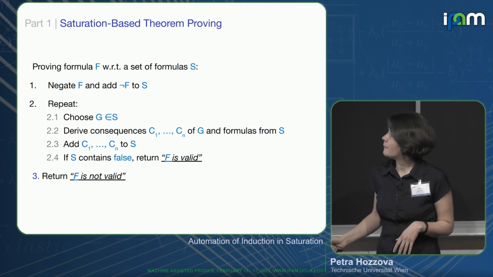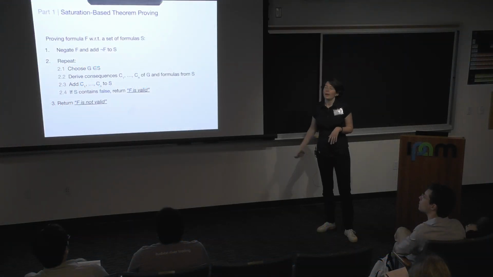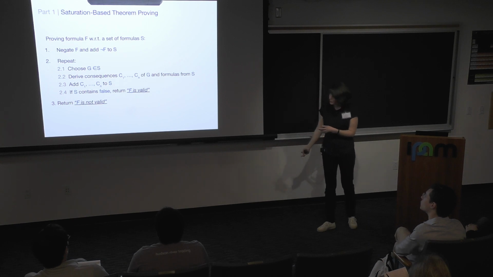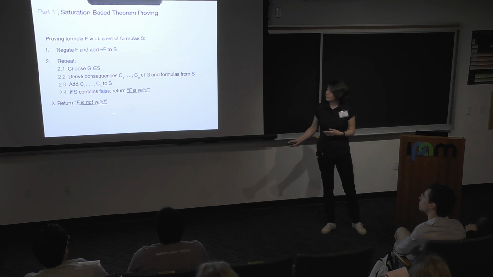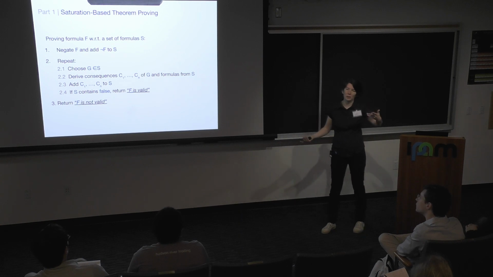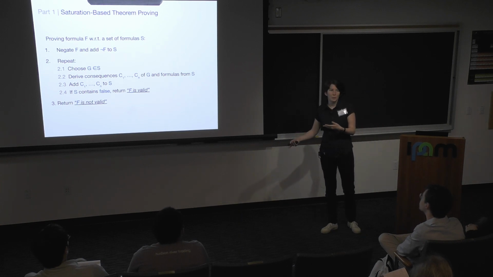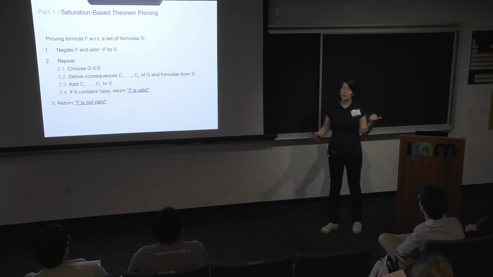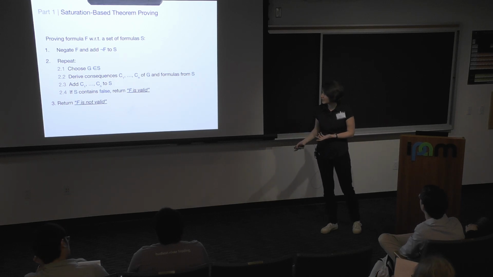On the other hand, if this loop terminates without deriving a contradiction, then, if the calculus is complete, we know that the original formula is not valid, because otherwise we would be able to derive a contradiction. Now, in practice, this happens rarely for two reasons. One of them is that we might use an incomplete calculus, so we sometimes sacrifice completeness in favor of being able to prove more stuff in practice. And the second reason is that we might run out of resources, so time or memory, before we reach the conclusion and before this loop terminates.